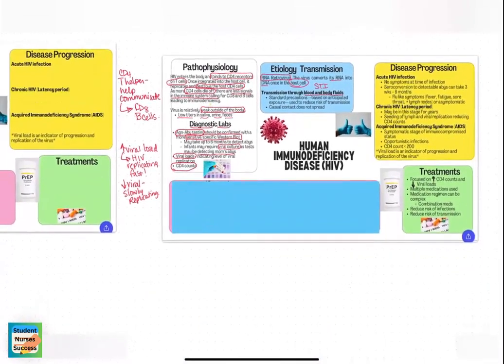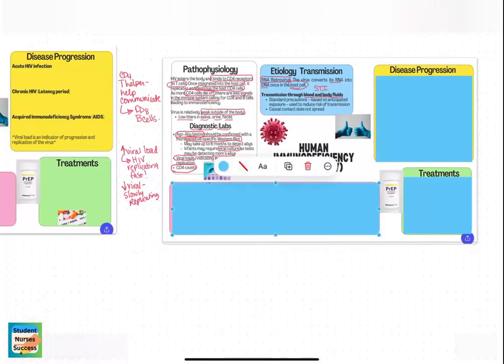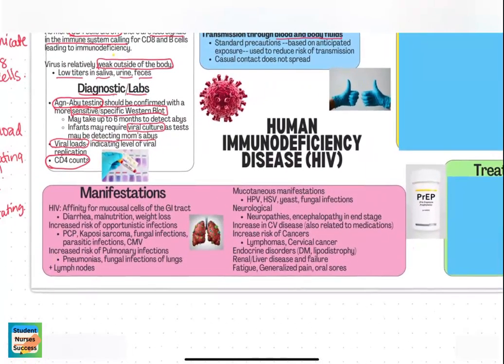Let's move on to manifestations of HIV. HIV is systemic. It affects all cells in the body and it really takes its toll on every system.